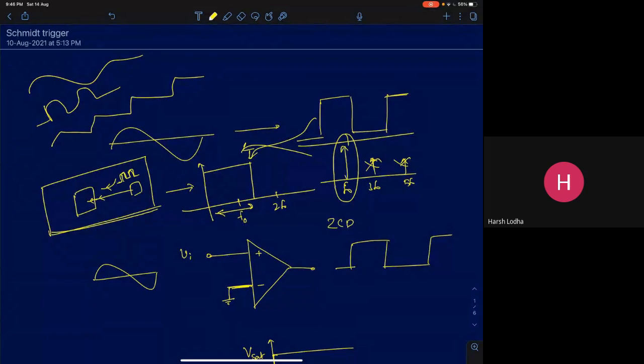Why do we use function generators? To test many circuits and systems. Sometimes we need to test functionality by applying different inputs to it, and those different inputs can be generated using a function generator. So one application where we need the sine wave to square wave converter is a function generator.